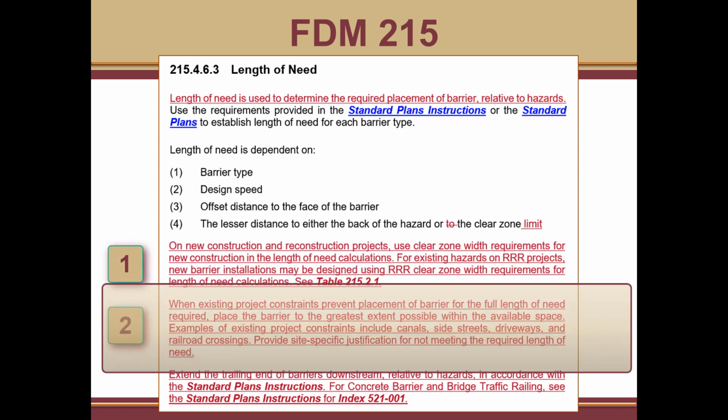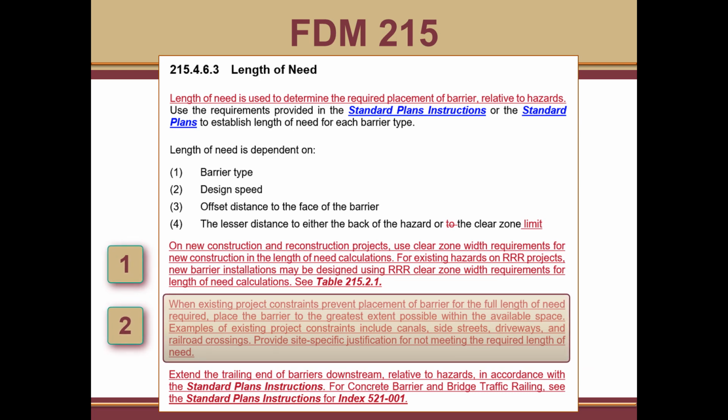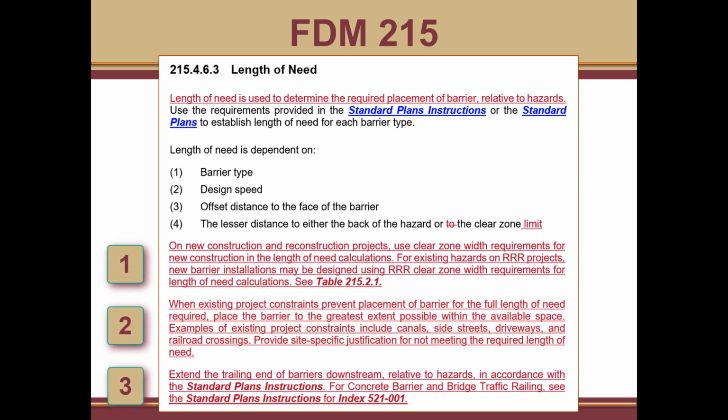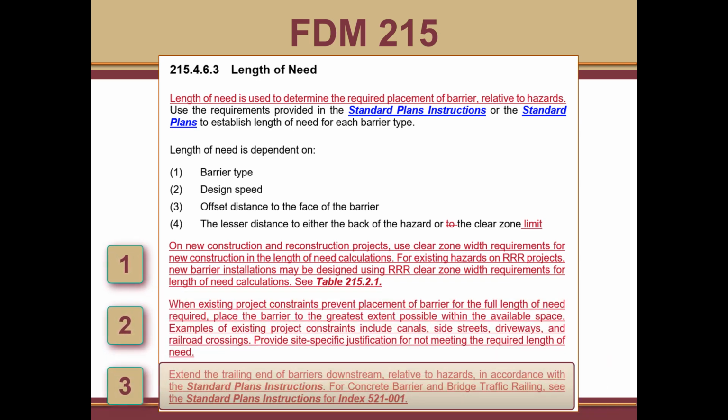The second is an allowance of barrier installations where the length of need is restricted by a project constraint, such as a driveway, canal, or railway. And finally, the third addition is a reference to the standard plans instructions for Index 521.001, which includes a method for determining the trailing end length of need for rigid barriers.